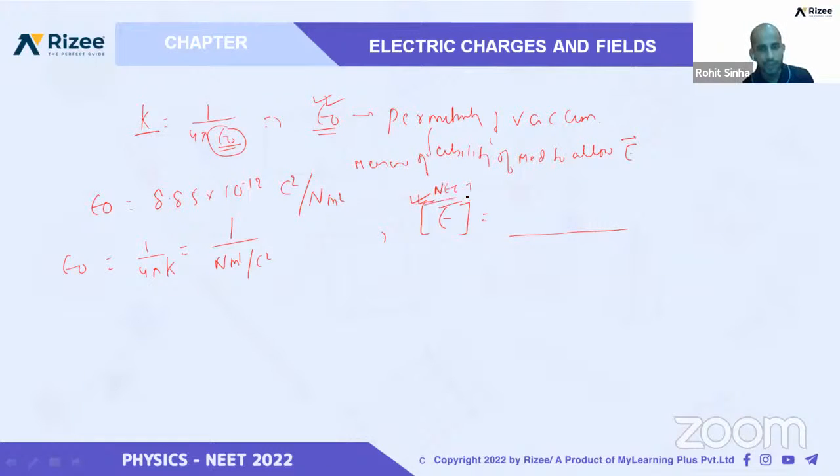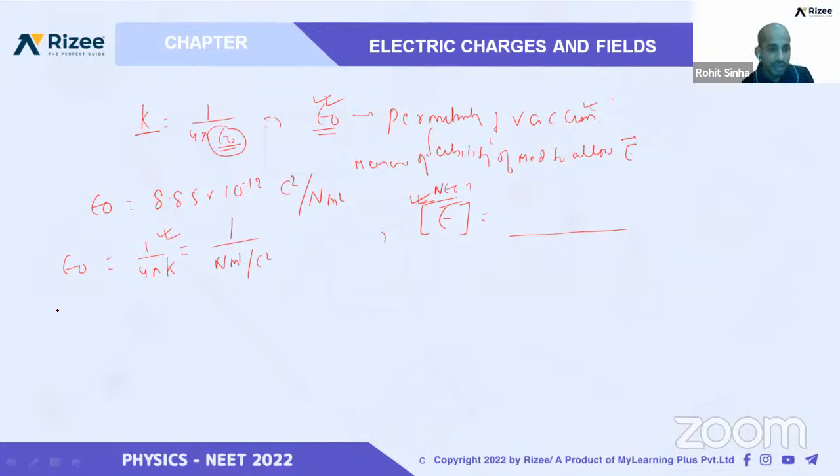I think 3 years back it was asked in your NEET exam also. You can write using this formula only. Now let me tell you, this is permittivity of vacuum. If there is no medium, vacuum, or we can say air, like this, no medium.